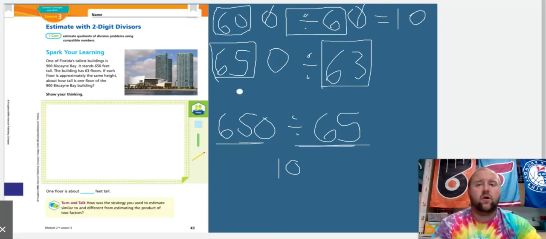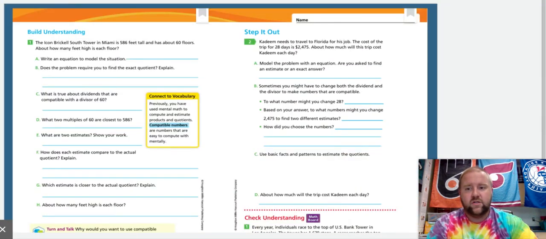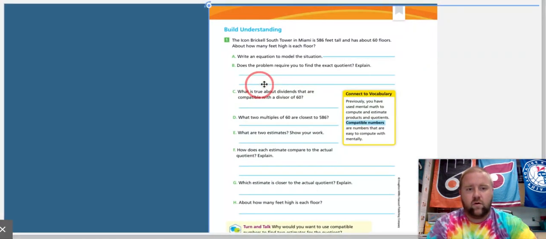So this one was a little bit easier because the numbers were really close when we're looking at the 65 and the 63. But not every example is always going to be like that. So we're going to take a look at another example on the next page.